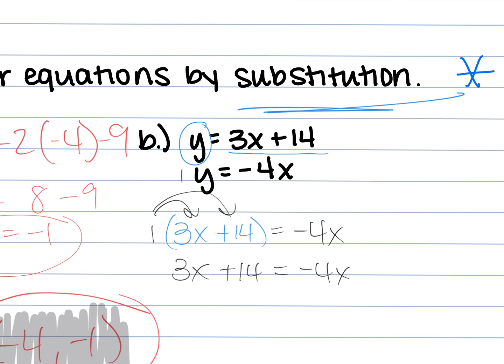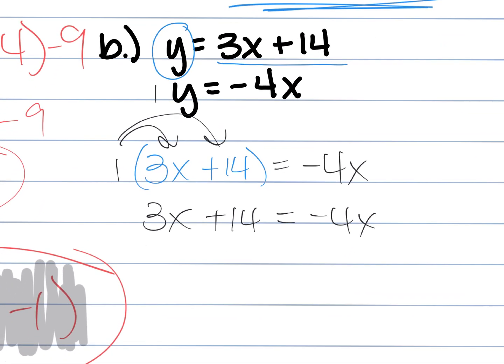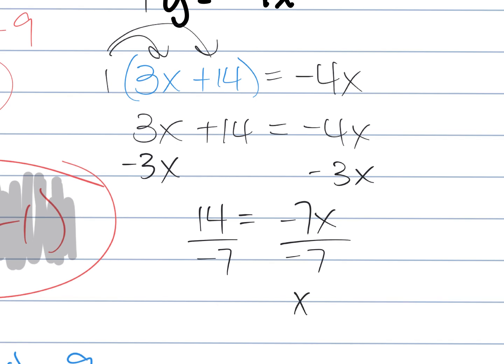Who feels very confident in solving this for x? Go ahead, Sophia. You subtract 3x, and then you get 14 equals negative 7x. And then you divide by negative 7, and then you get x equals negative 2. X equals negative 2. Okay, very good.